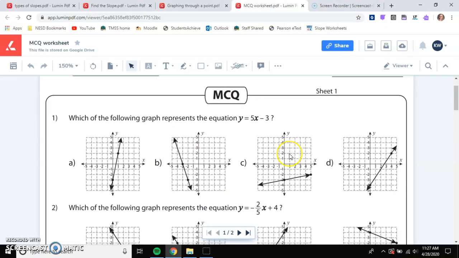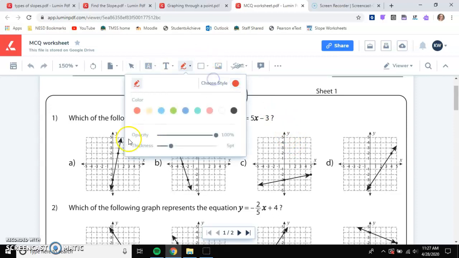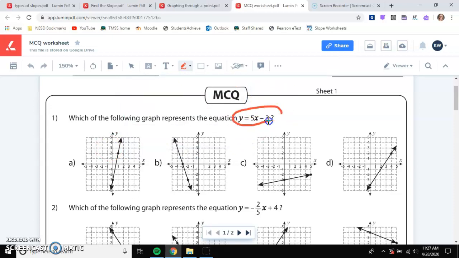Okay, the last sheet. Which of the following graphs represents the equation? So now you're matching a slope-intercept form of the equation, which is this. This form right here is in all the Khan Academy videos that I posted yesterday that show you y equals mx plus b. So the b part is the -3. The -3 part is your b, which means it's your y-intercept. It means it's where it crosses the y-axis.